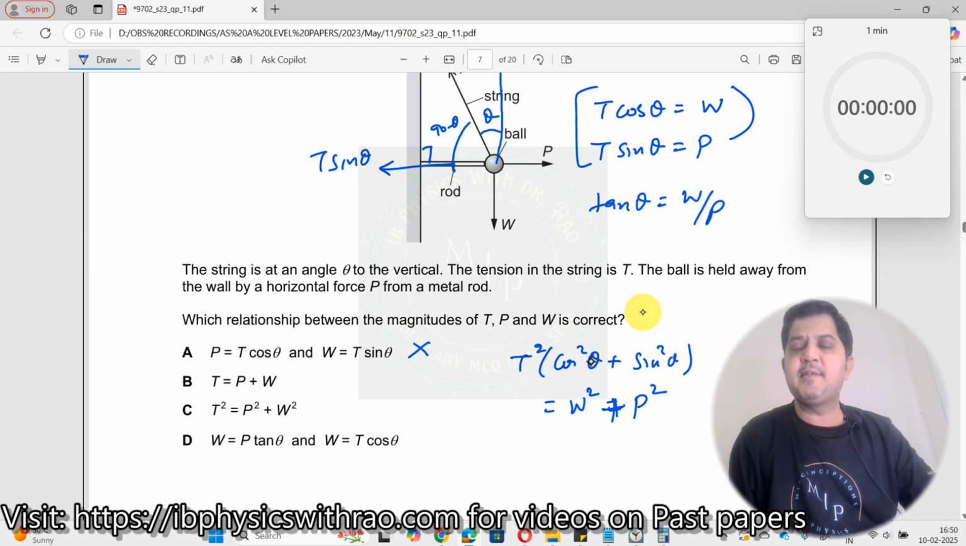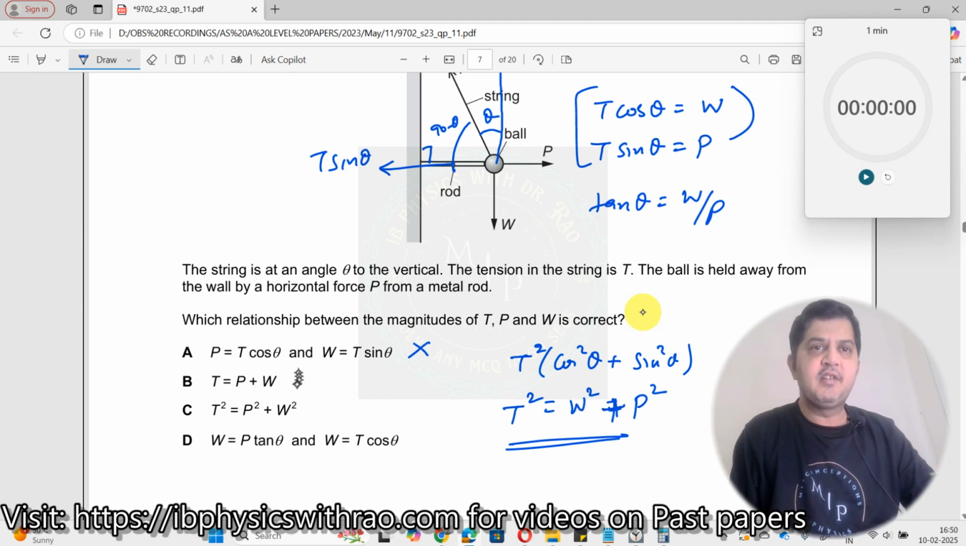This cos squared theta plus sin squared theta equal to 1. So therefore T squared equal to W squared plus P squared. So T equal to P plus W is wrong. T squared equal to P squared plus W squared. So C is the right answer.